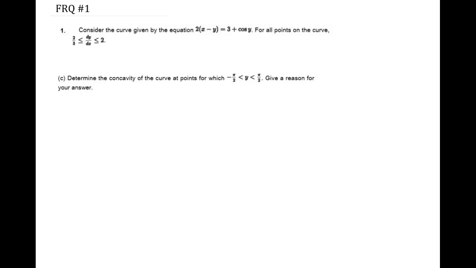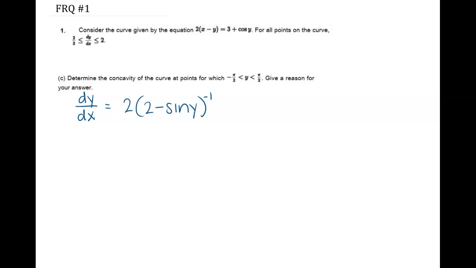Part C, we want to determine the concavity of the curve for the points at which negative pi over 2 is less than y is less than pi over 2, and we'll have to give a reason. So hopefully, when you think concavity, you think second derivative. So we will start with our first derivative, which I'm going to rewrite, just for ease of taking the derivative, as 2 times 2 minus sine of y to the negative 1. You could use quotient rule if you want.